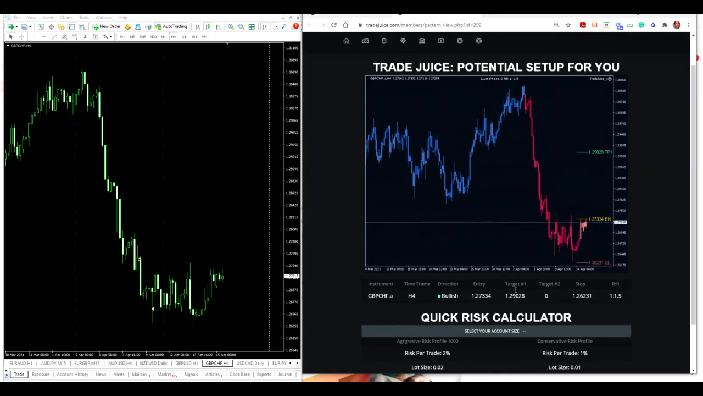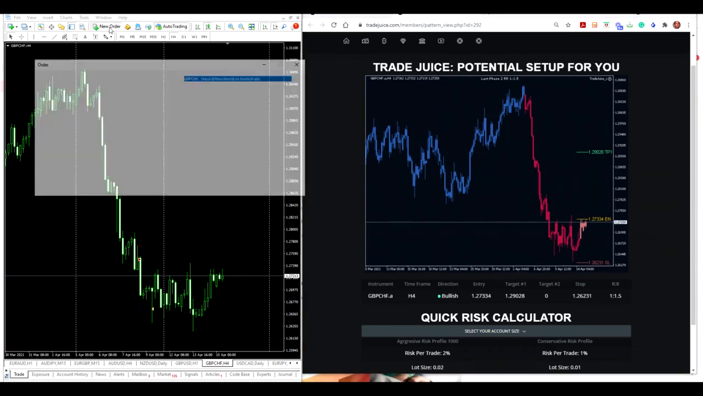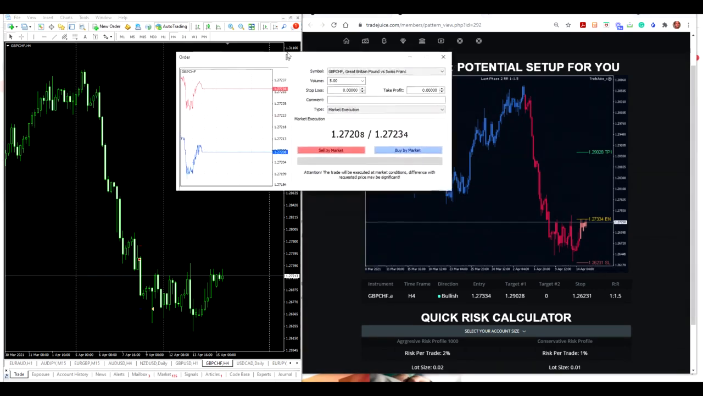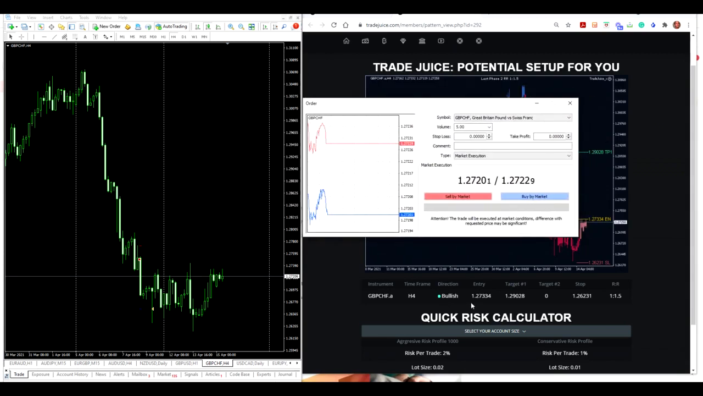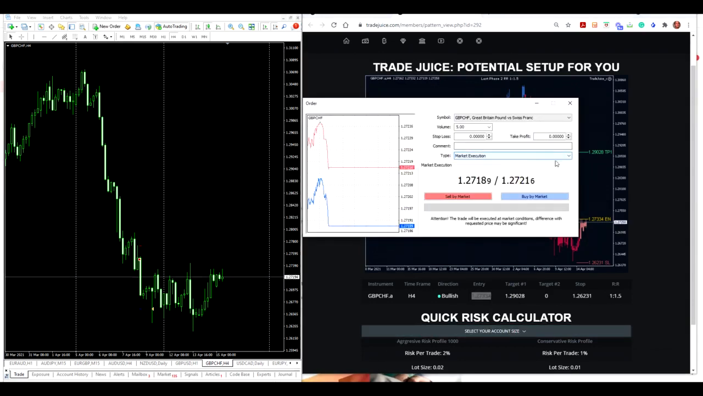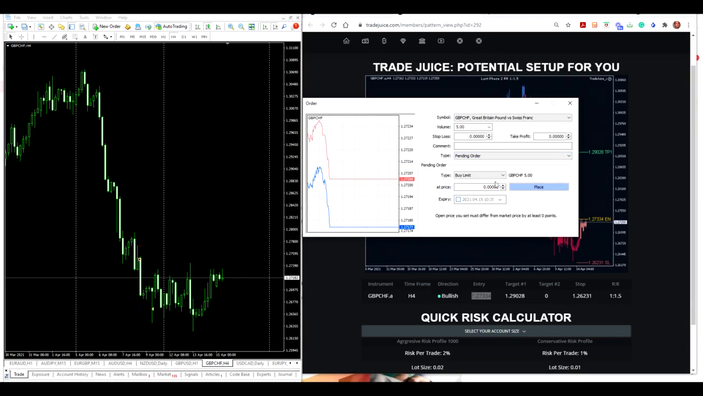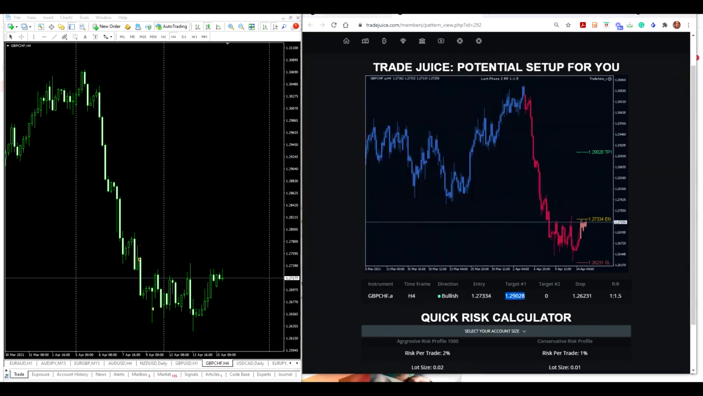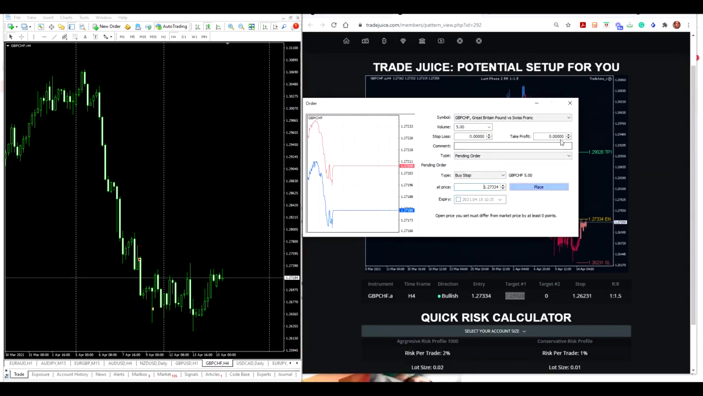So all I need to do to enter this trade is to open up the charts and then look to see where it tells me to enter. So I'm going to enter there and set a pending order. This is bullish, so I'm going to set a buy stop. All is explained in the TradeJuice members area, of course. And I'm going to just also add the target, that price there. And do that now. And you can also set a stop.